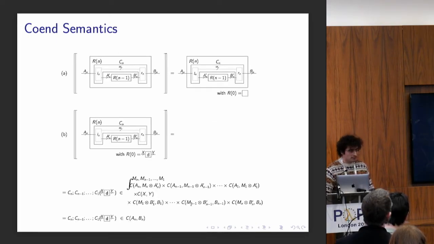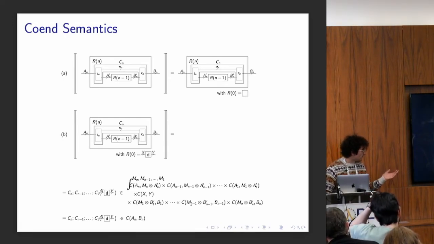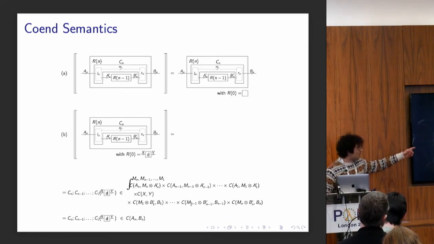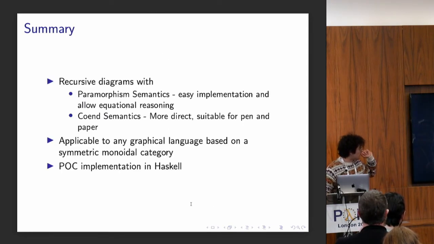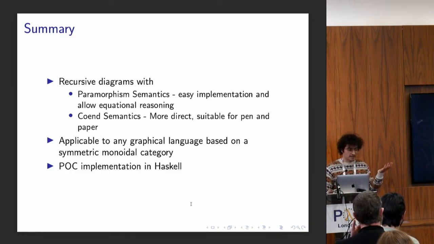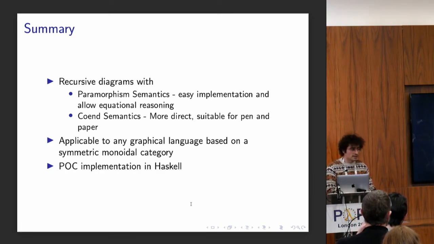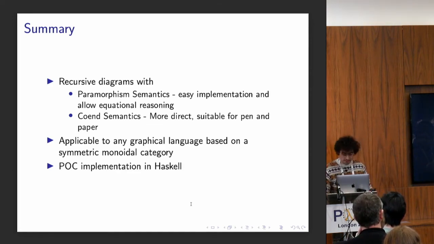So another thing is, if you don't really care about this paramorphism at all, and you don't want to implement this, there's also alternative semantics, where it's basically just a composition of coends, and that's all I'm going to say about this. So I showed you these recursive diagrams that you can build. You can implement this very easily in a language. With the paramorphism semantics, you also have these coend things that you can do if you want to do category theory. And this is applicable to any graphical language you have on a symmetric monoidal category. And there's an implementation in Haskell.